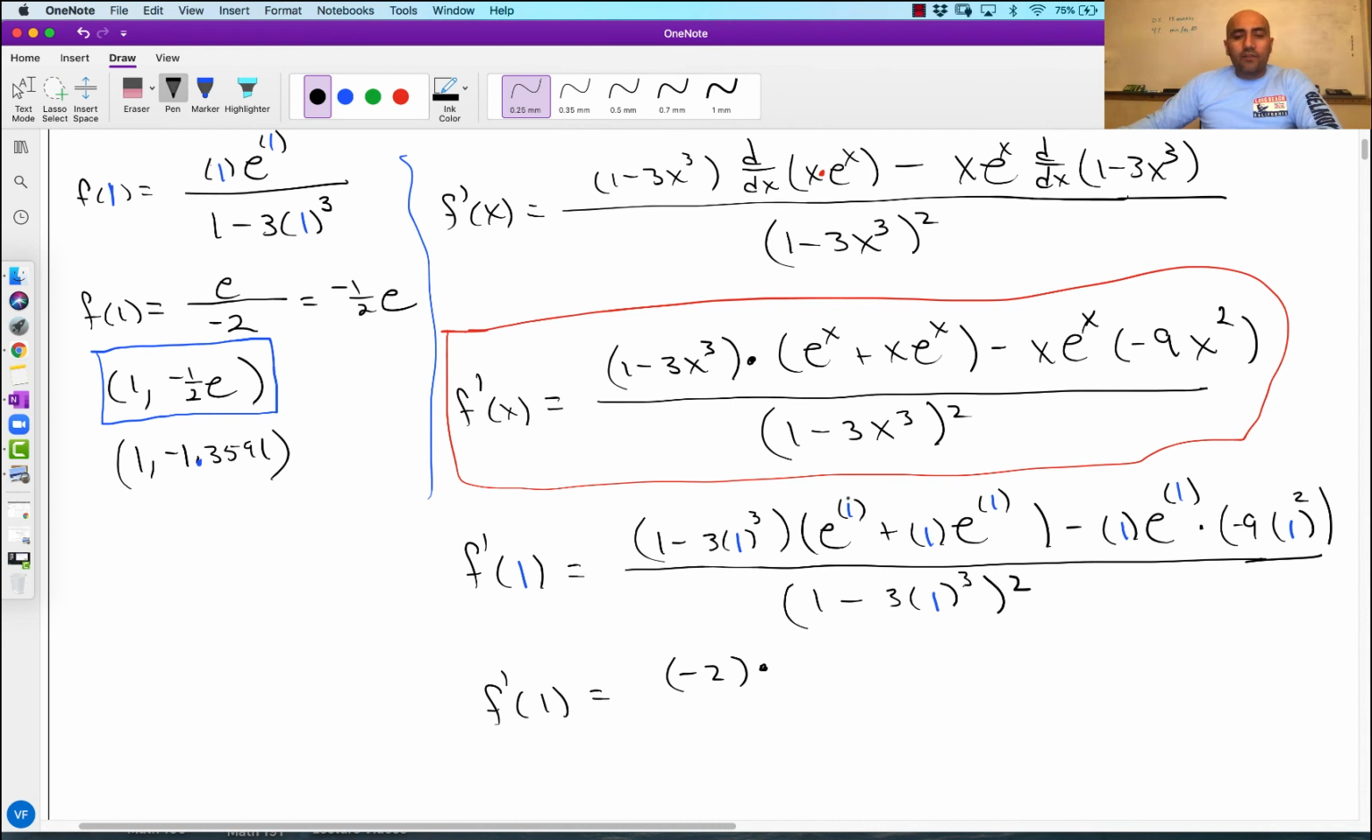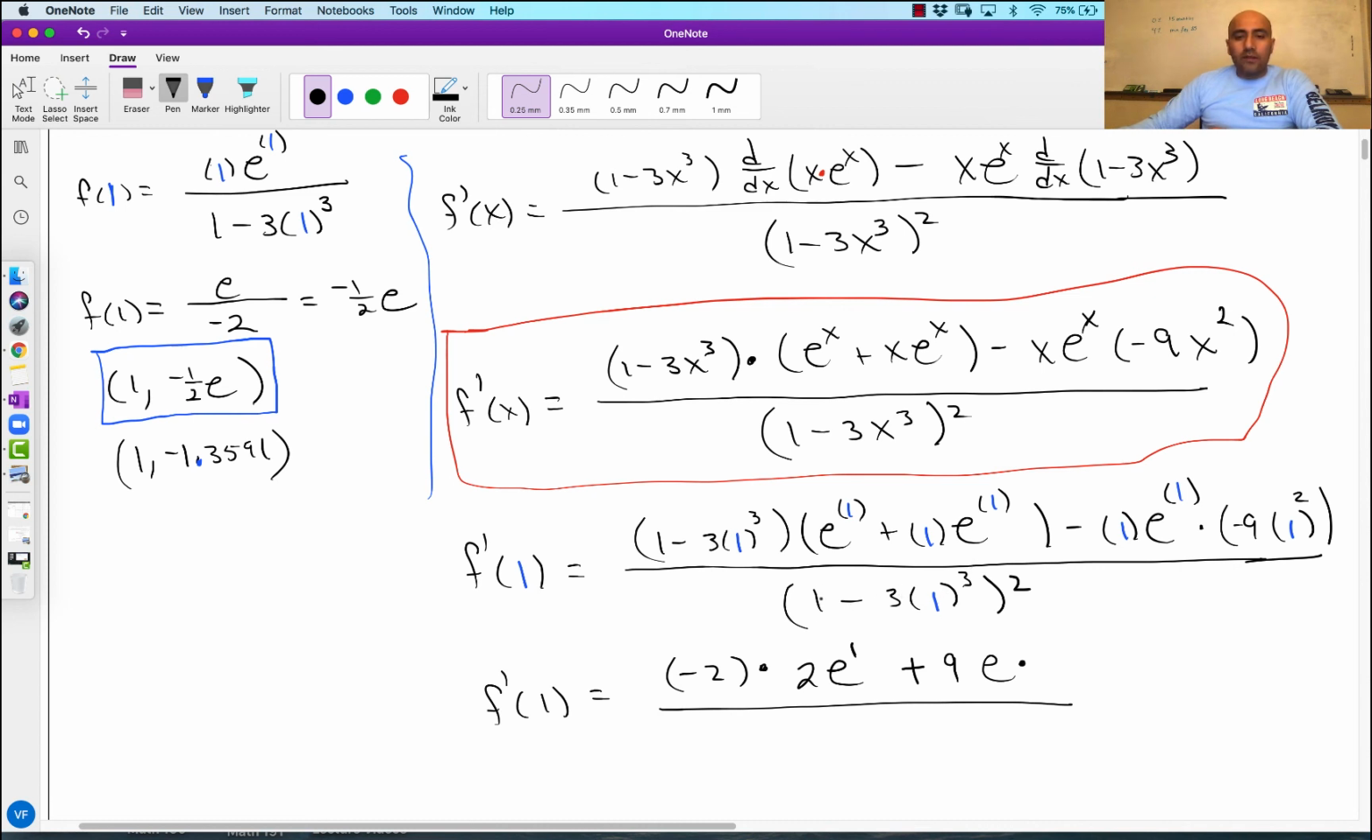Times, and then e to the first power is just e, plus 1 times e to the first power is just e. So we really just have 2e, which is 2e, minus, and then 1 times e to the first is just going to be e, times negative 9 times 1 squared is just negative 9. So we just put a plus 9 there. And then the whole thing gets divided by 1 minus 3 times 1 cubed.